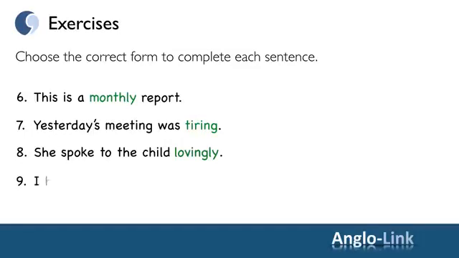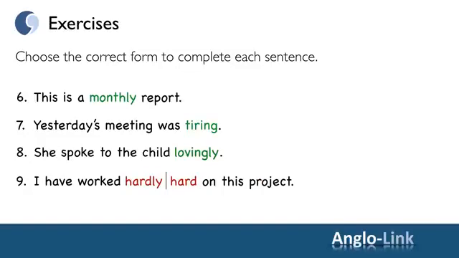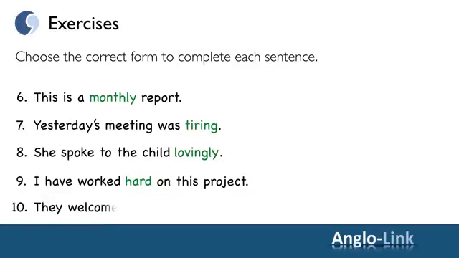Number 9. "I have worked on this project." We want to describe the verb, the action verb work, and therefore we need the adverb hard. I have worked hard on this project. And finally, number 10. "They welcomed us in a fashion." We're looking for an adjective to describe fashion, and friendly is that adjective. They welcomed us in a friendly fashion.